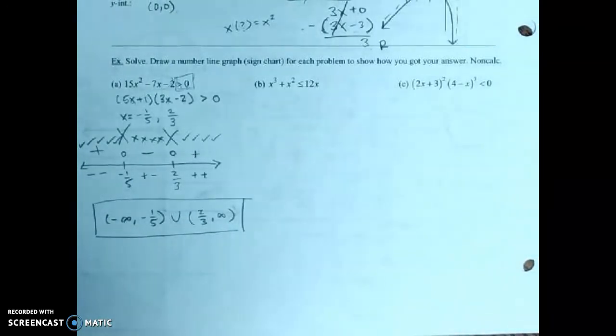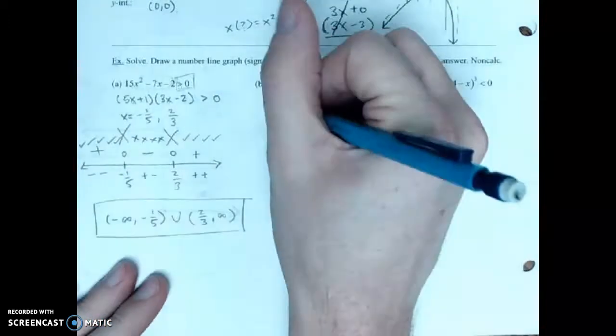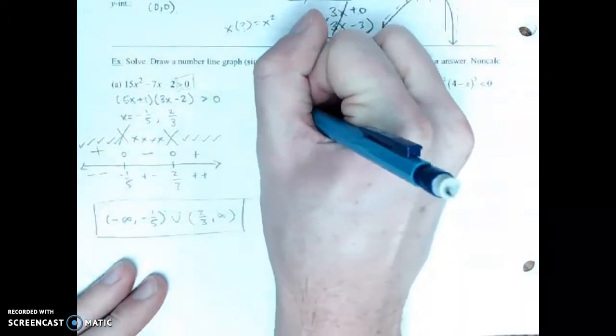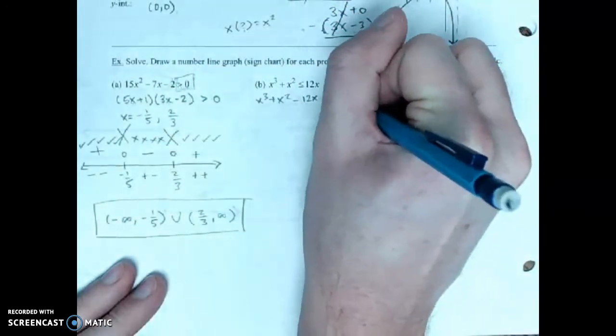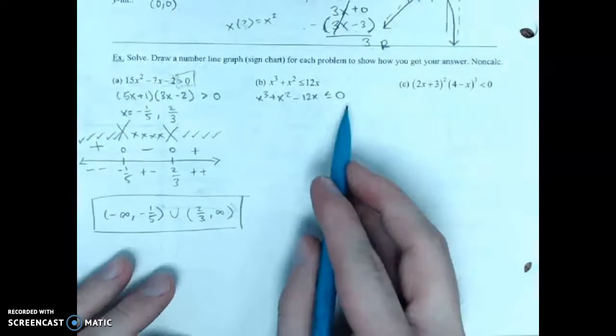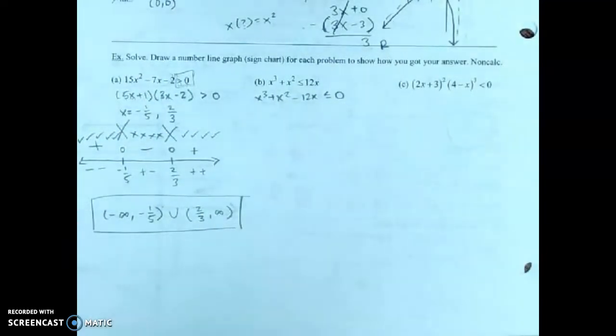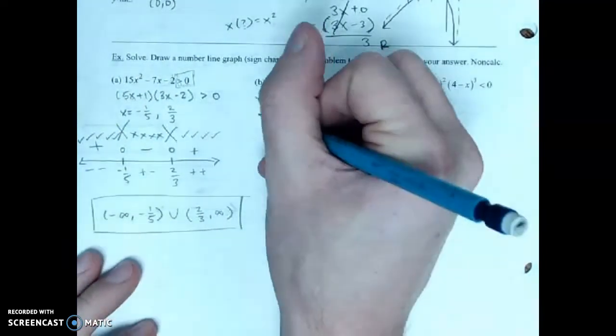Alright, again, first thing you need to do is get it all on one side, so I'm going to subtract that over. X cubed plus x squared minus the 12x. Keep the symbol the same, right? But when you move it over, it's gone, so it's 0 on the right. Then we could factor an x out of everything.